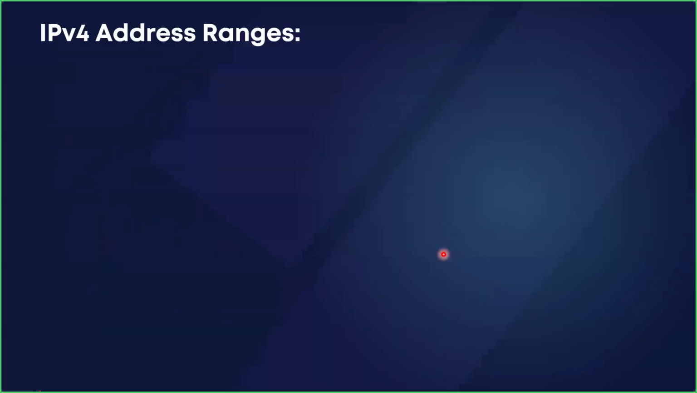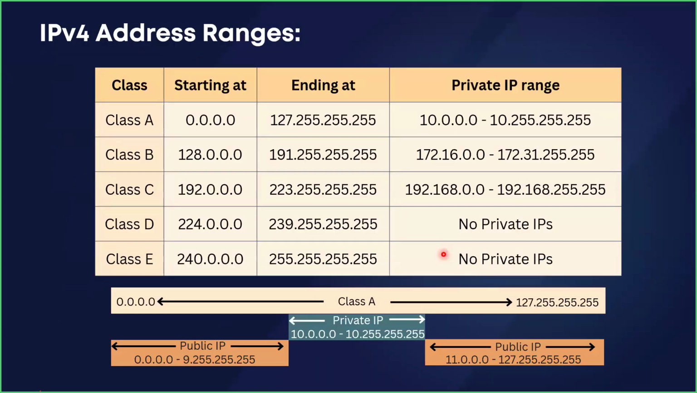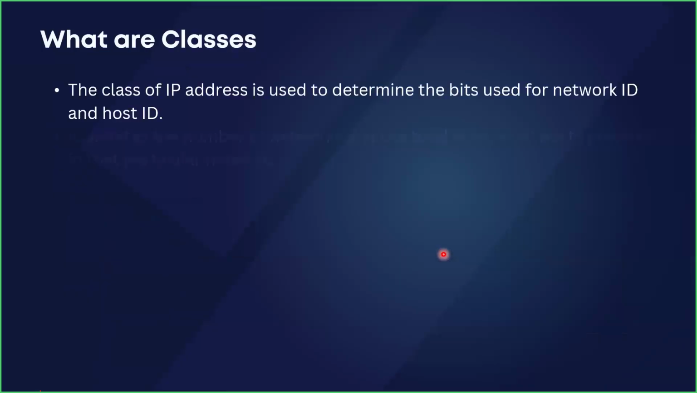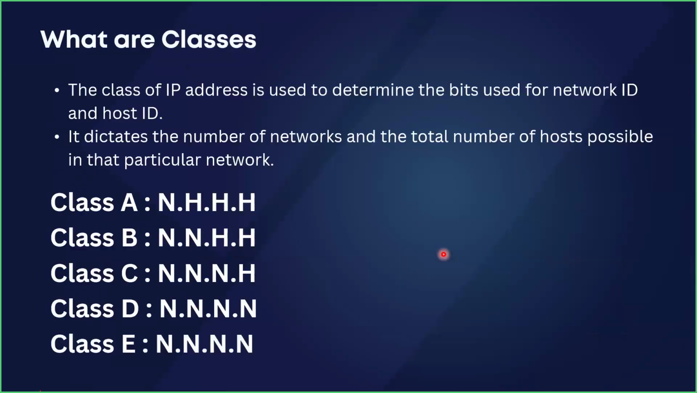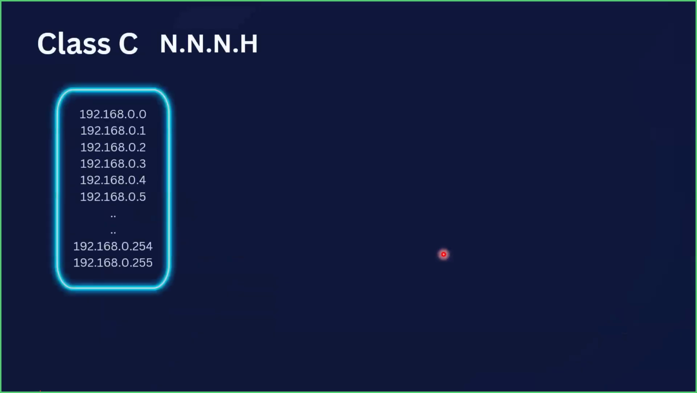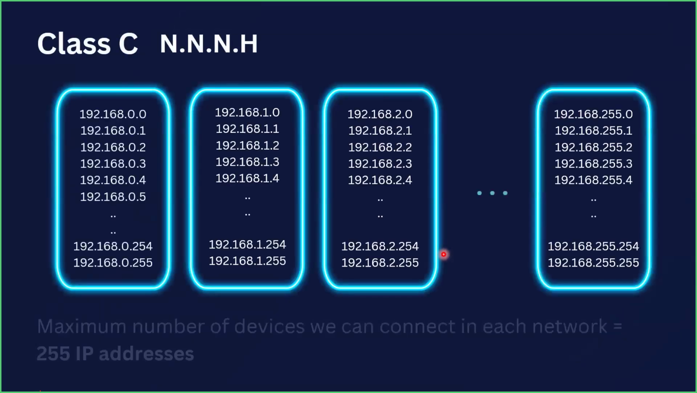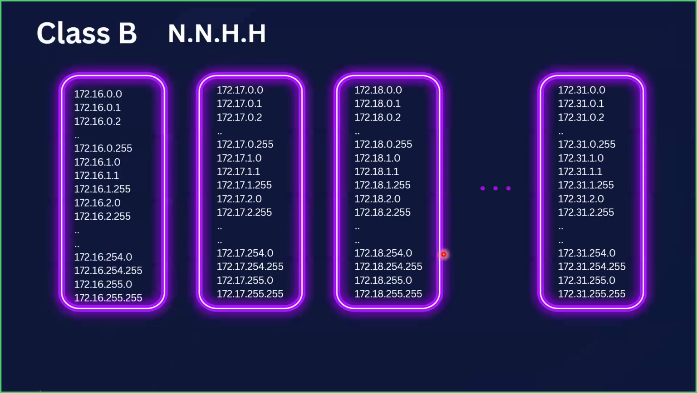Tomorrow we'll talk about these categories in a lot more depth. What are these classes? What are the ranges of public and private IPs? And why do we have 5 separate classes? Why not just one class? Why these 5 separate entities? We'll talk about all that in a lot more detail in the next session.